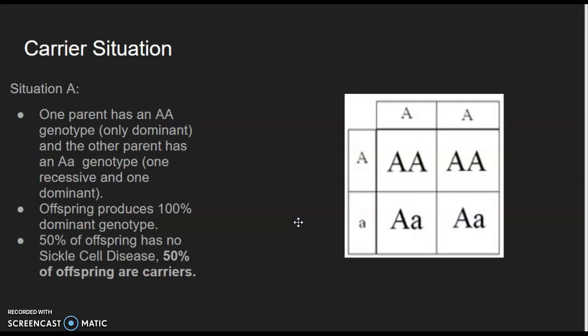In a carrier situation, in situation A, one parent has a large double A genotype, only dominant, and the other parent has a large A and small a genotype, one dominant and one recessive. Offspring produces 100% dominant genotype. 50% of the offspring has no sickle cell disease. 50% of the offspring are carriers.